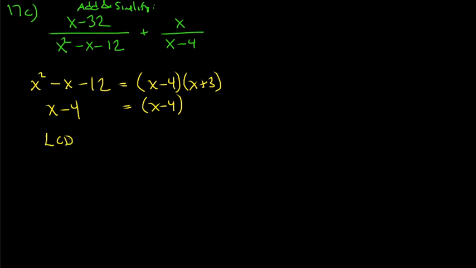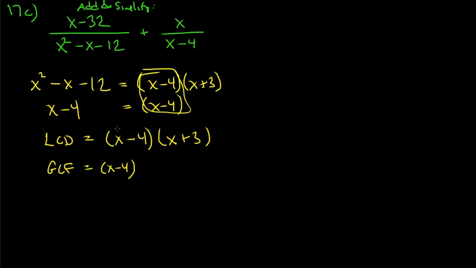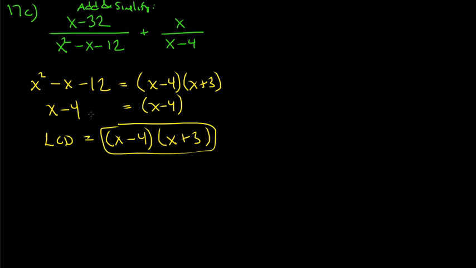So the LCD has to include the x minus 4, and it also has to include the x plus 3. Don't get confused with greatest common factor, which is just the x minus 4, because that's the only common factor. We want the LCD. We have to include both the x minus 4 and the x plus 3 as factors. Okay, so that's step 1.